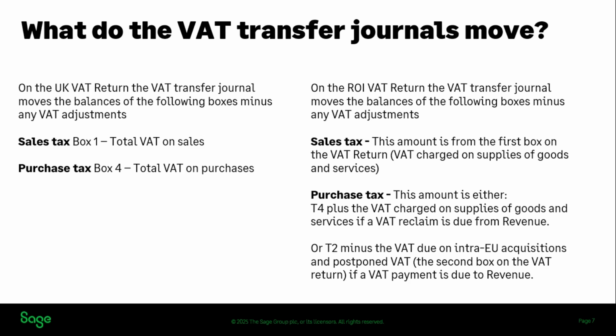If you're in the Republic of Ireland, then it's different depending on whether it's a reclaim or a payment for your purchases. So for sales tax, it's the amount from the first box on your VAT return, which is the VAT charge on supply of goods or services. And for purchase tax, if it's a reclaim, then it's going to be box T4 plus the VAT charge on supply of goods and services. And if it's a payment due to the revenue, it's T2 minus the VAT due on intra-EU acquisitions and postponed VAT.